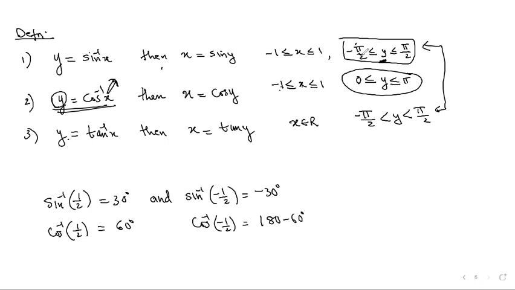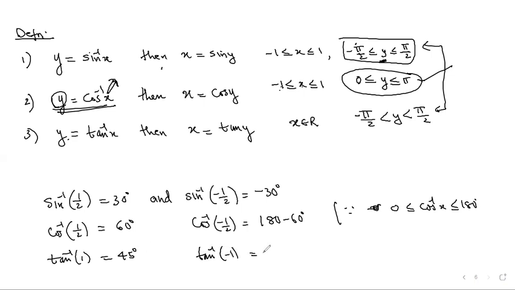Why? Because 0 less than or equal to cos inverse x less than or equal to 180. The value of cos inverse will always be 0 to 180. The value of sin inverse will be minus 90 to plus 90. Did you understand or not? Yes, sir. Tan inverse of 1 is 45. Tan inverse of minus 1 will be minus.